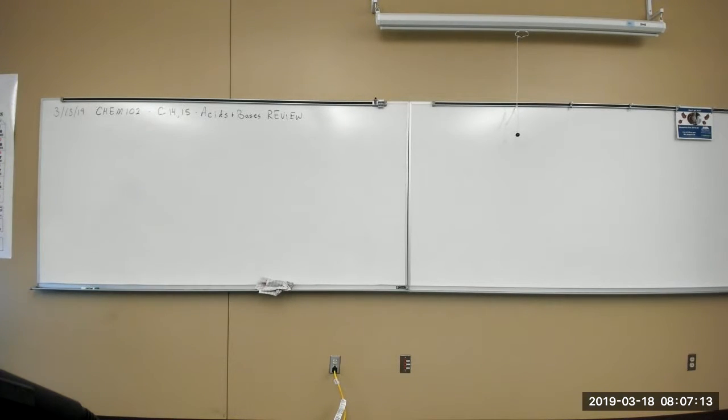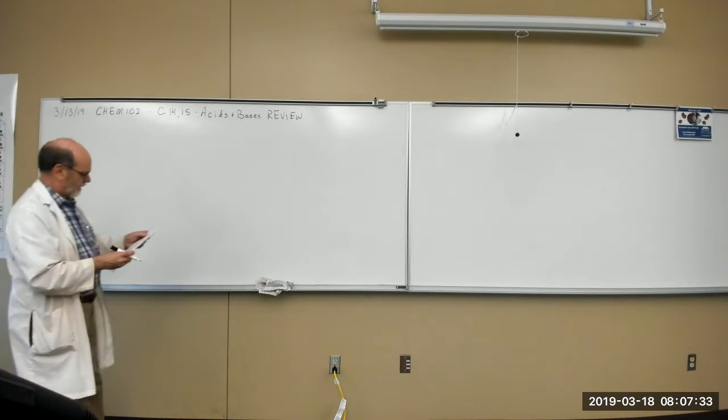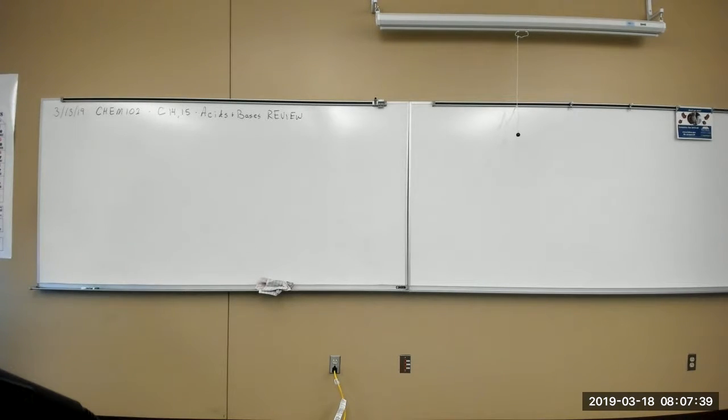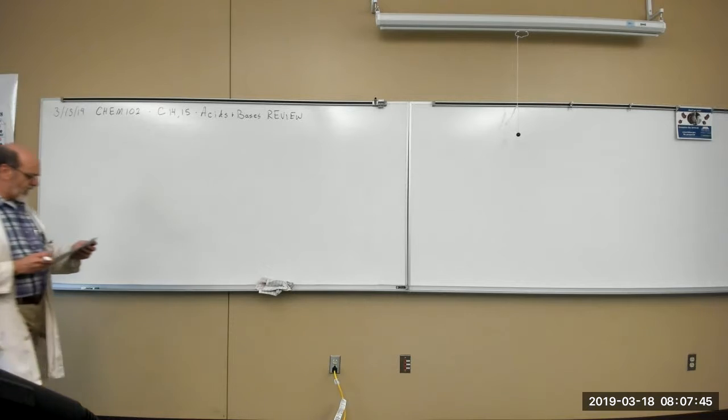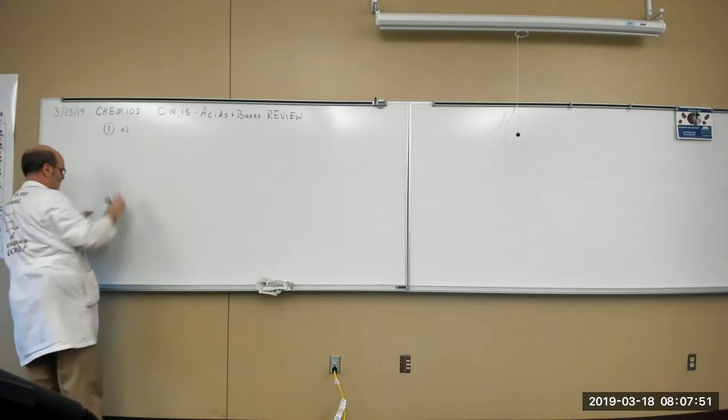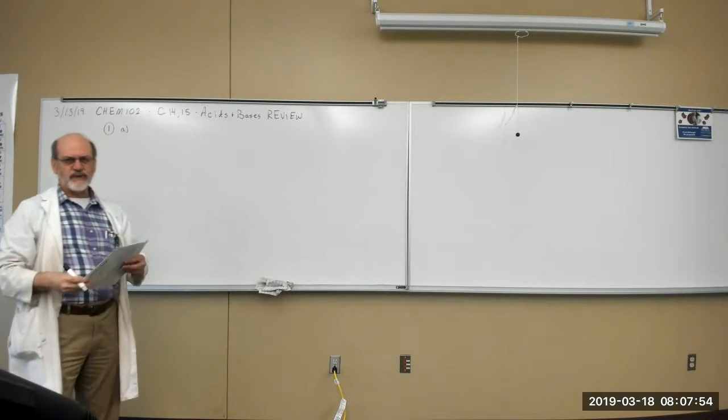All right, we'll look at chapter 14 first. Let's see. All right, number 1 in the review. That's a good place to start because that gives us a place to start with definitions. So, let's look at the 1A. And the question is, which of the following is a conjugate acid-base pair?